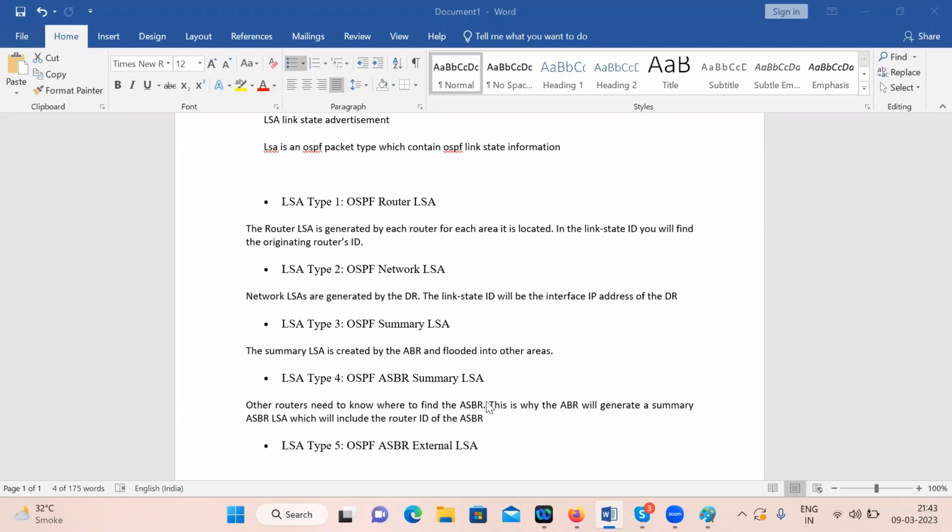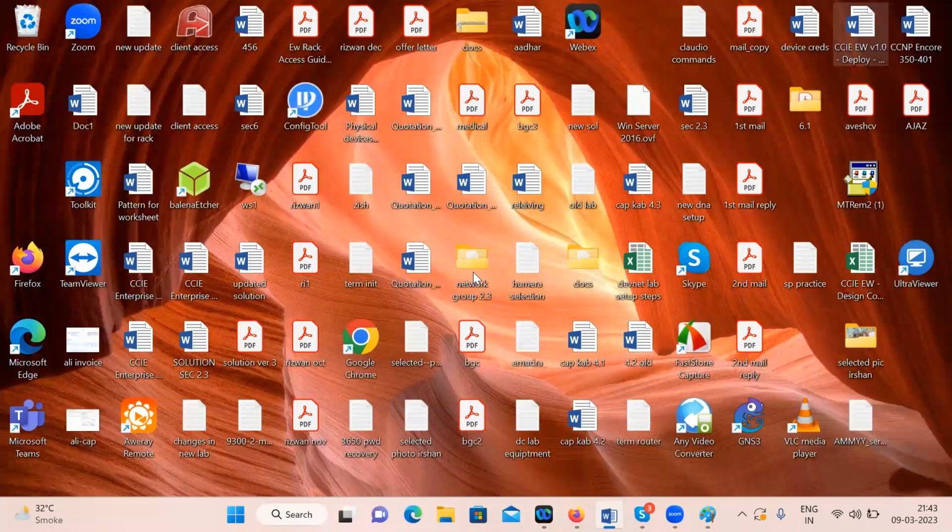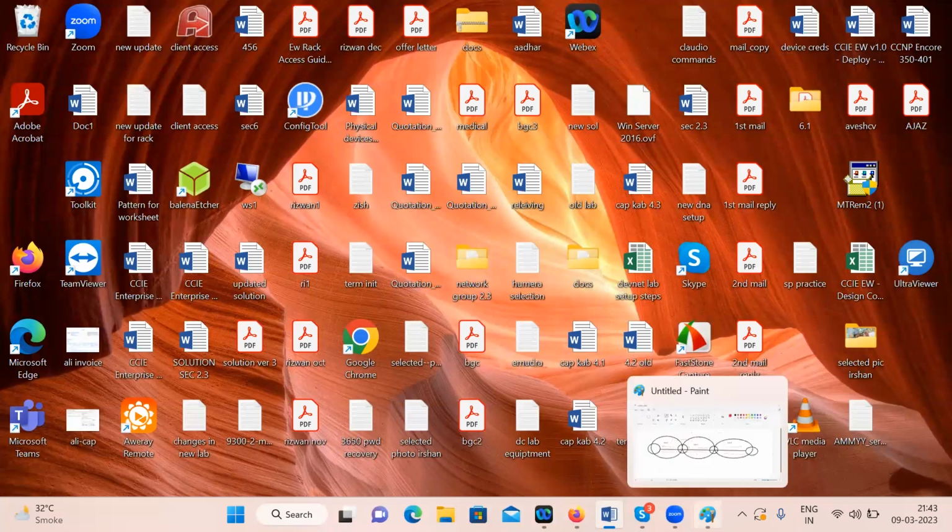Anyone? Type 3 LSA? Yesterday I told you, just try to remember only one pointer from every LSA. Just type 3 LSA. The type 3 LSA is sent between areas just to announce the route from one area to another area. Very good. Who created this type 3 LSA?